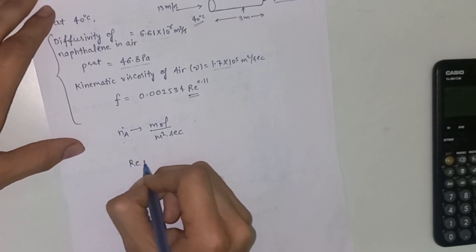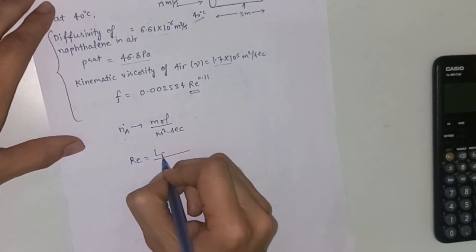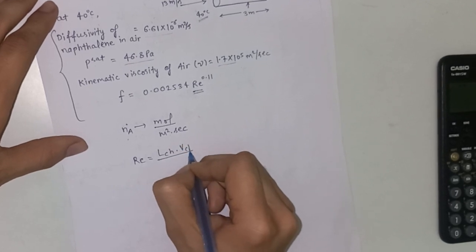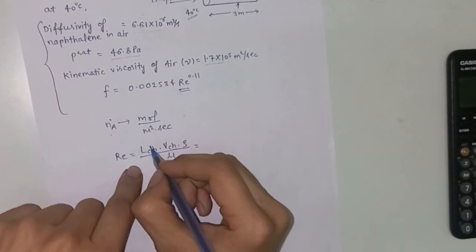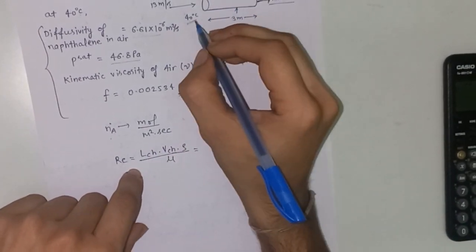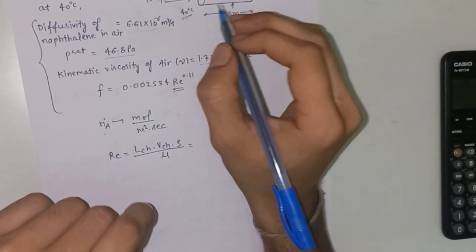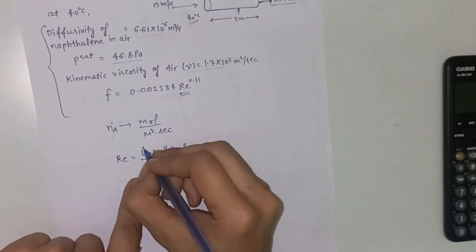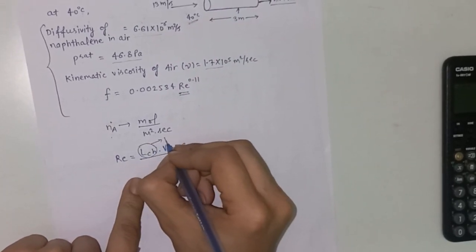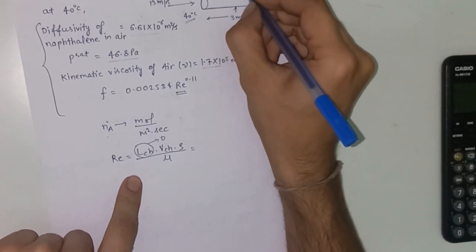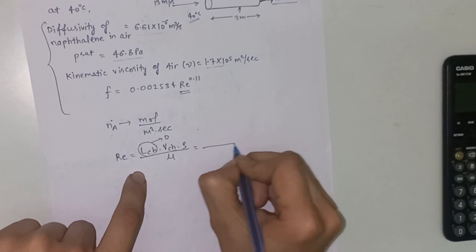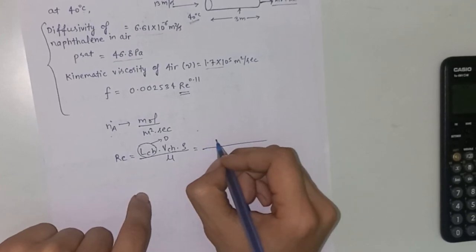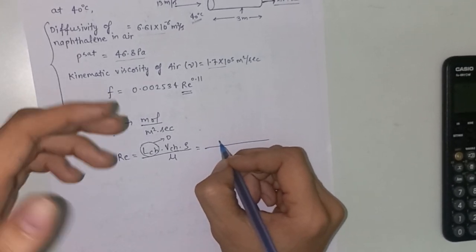Reynolds number is equal to characteristic length times characteristic velocity times density over viscosity. This is a tube, so during flow in the tube we take the characteristic length as the diameter of the tube. In this case the diameter of 2.5 centimeters will be the characteristic length. Now we substitute all the values and find the answer.